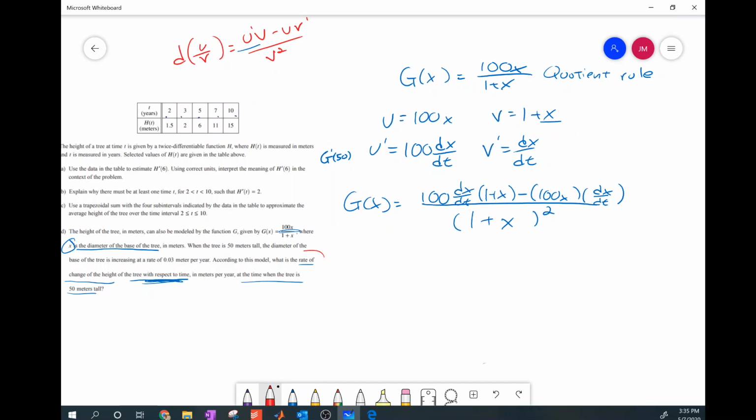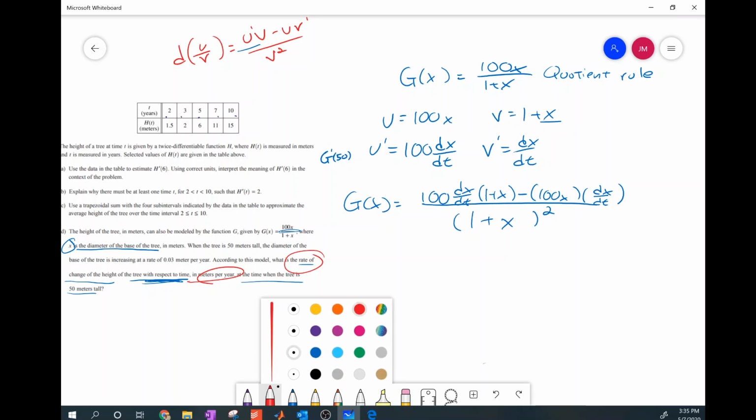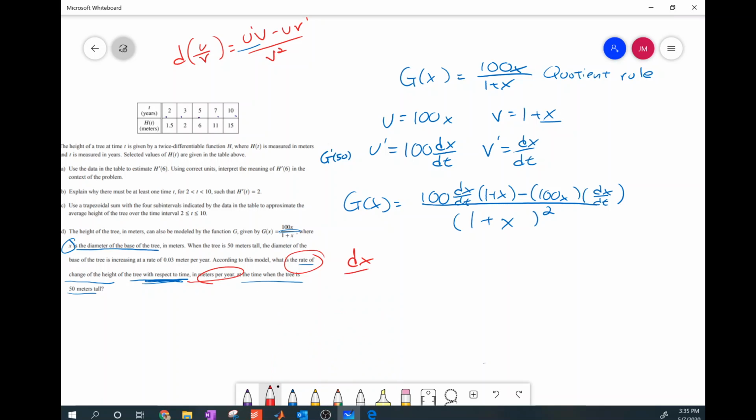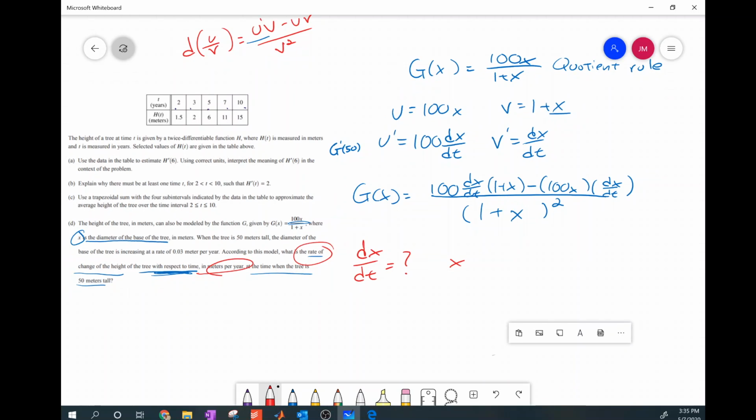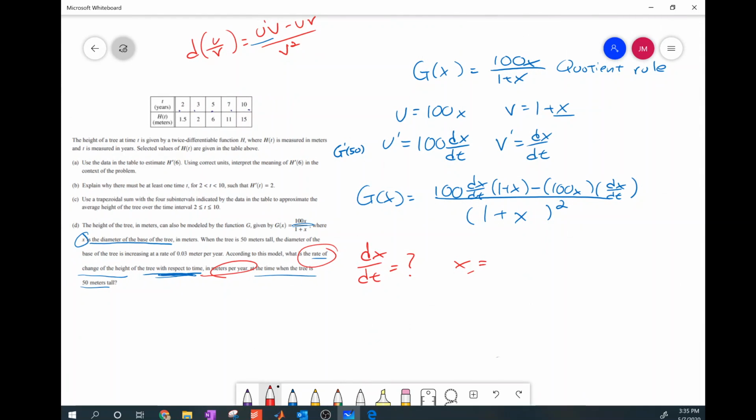So they're asking for the rate of change of height in meters per year. So that means my answer is going to be a number, which means we're going to have to plug in for things. I'm going to need to find my dx/dt. And I'm also going to have to find something to plug in for x.